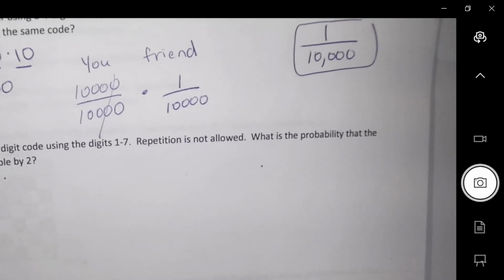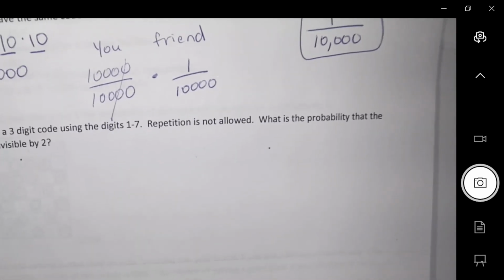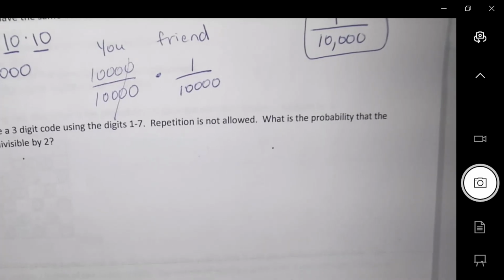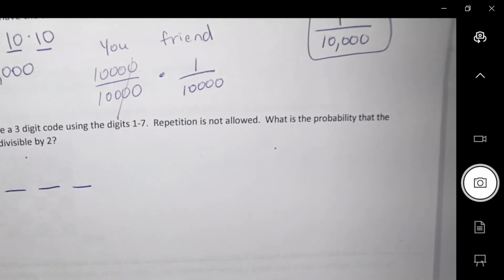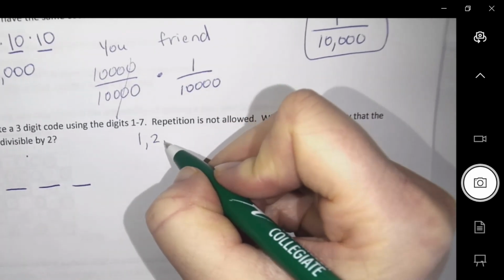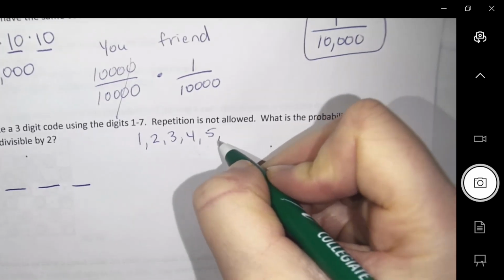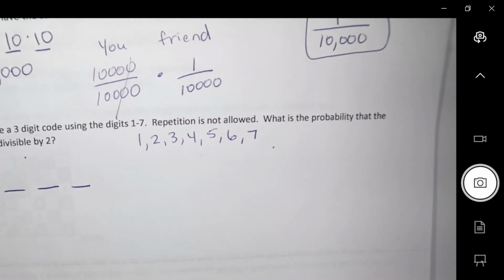All right, last, you're creating a 3-digit code. And you get to use the digits 1, 2, 3, 4, 5, 6, 7.